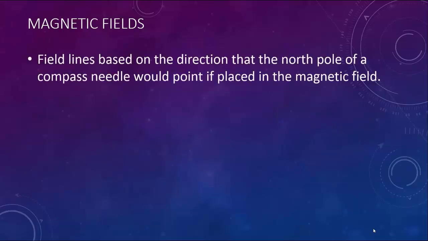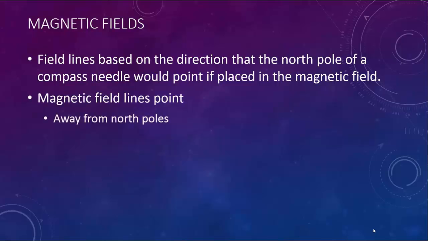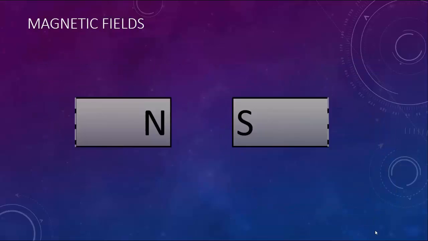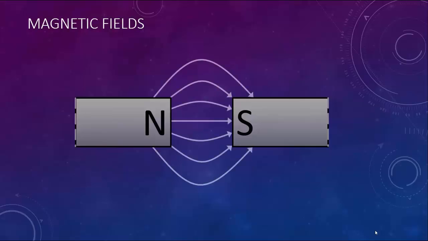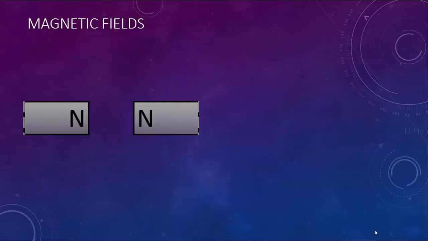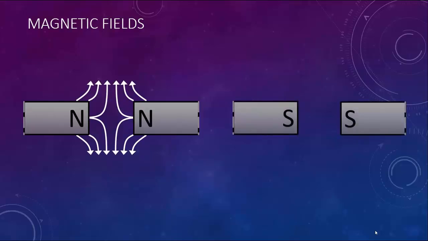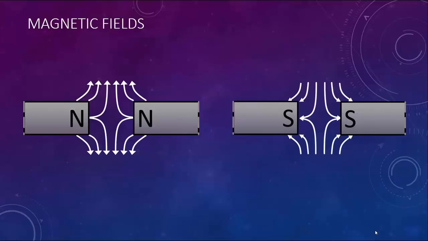Just like we looked at electric fields, we also want to look at magnetic fields. The field lines in a magnetic field are based on the direction that the north pole of a compass needle would point if placed in the magnetic field. This means that magnetic field lines will point away from north poles and toward south poles. The magnetic field around a bar magnet looks like this. The magnetic field between the north pole of one magnet and the south pole of another magnet would look like this. The magnetic field between two north poles would look like this. And the magnetic field between two south poles would look like this.